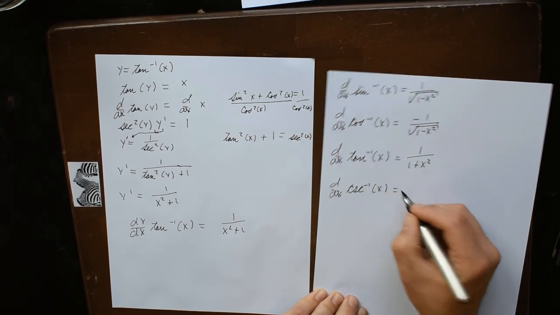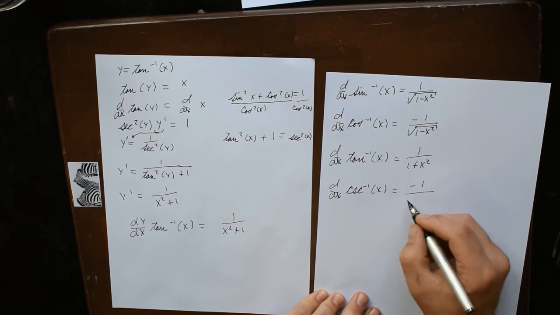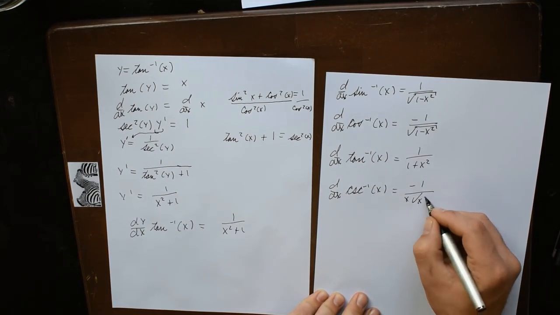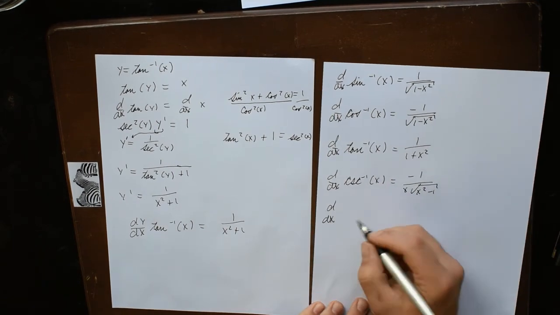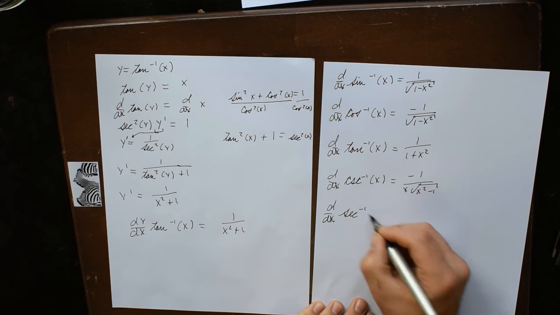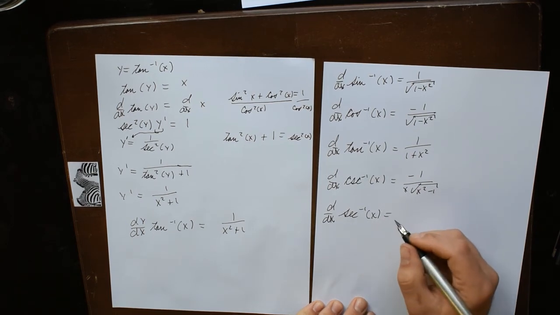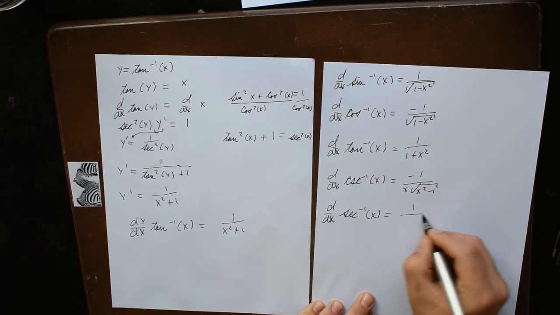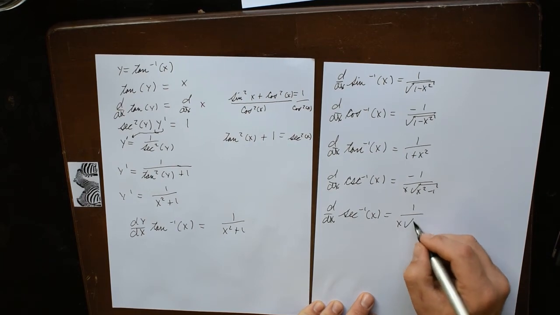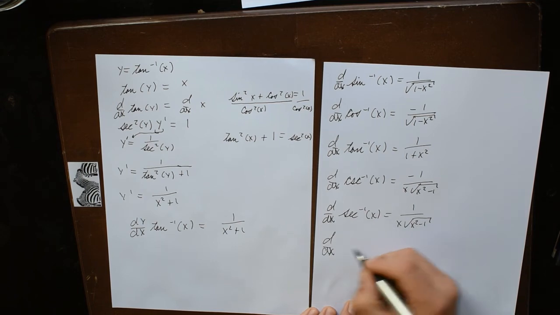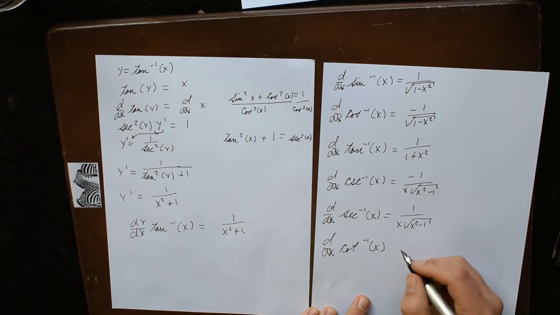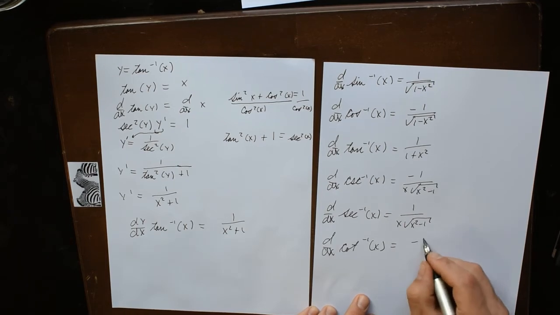The derivative with regards to x of the cosecant inverse of x is equal to negative 1 over x square root of x squared minus 1. The derivative with regards to x of the secant inverse of x is equal to 1 over x square root x squared minus 1. And the derivative with regards to x of the cotangent inverse of x is equal to negative 1 over 1 plus x squared.